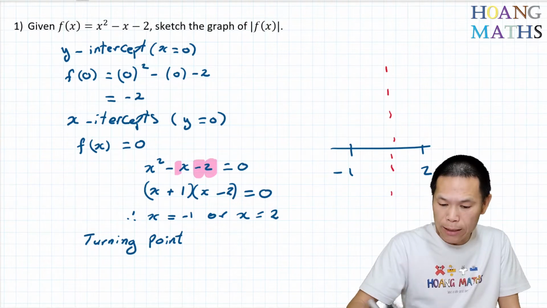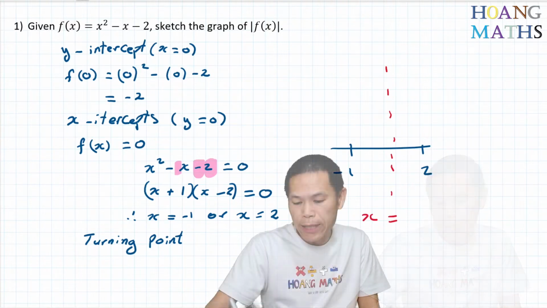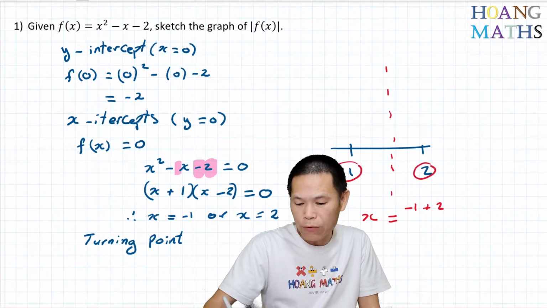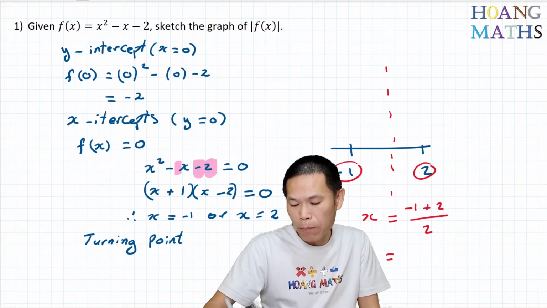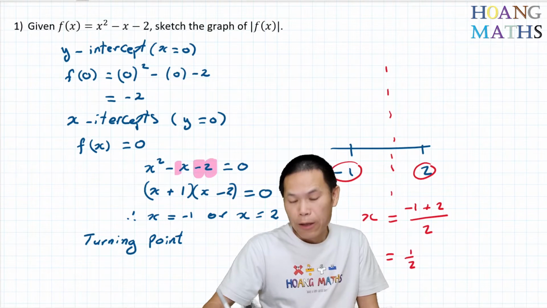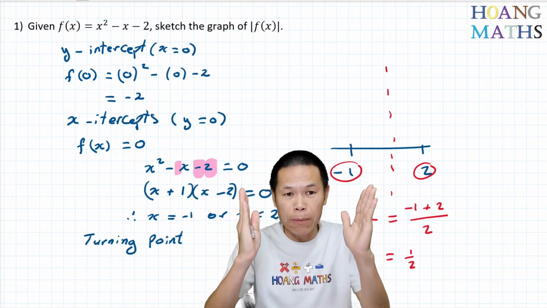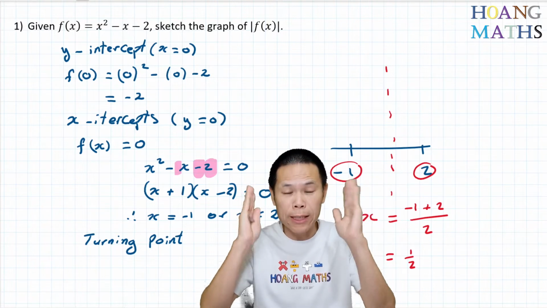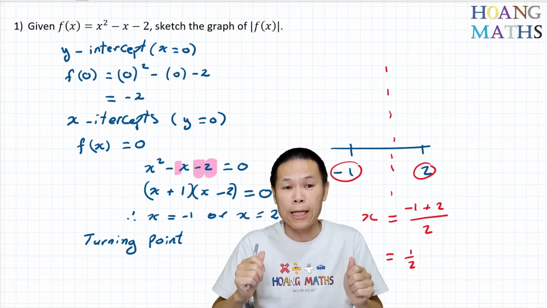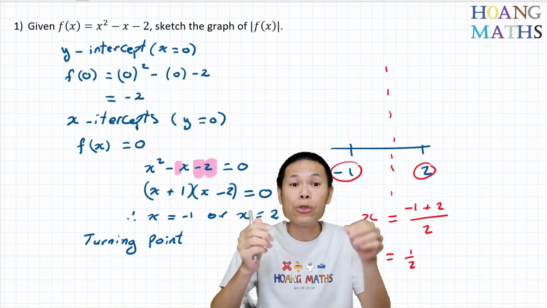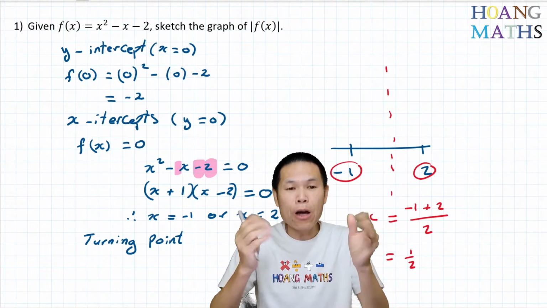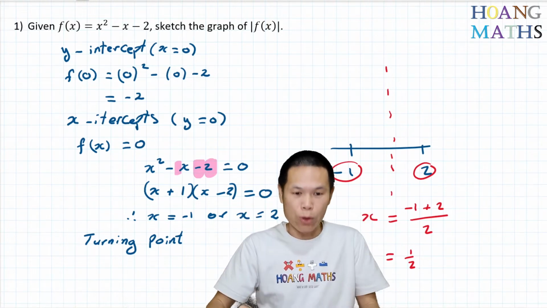So the axis of symmetry is x equals negative 1 plus 2, we just add these two x values and divide by 2. That gives me a half. But we can only use this technique when we have x-intercepts. Otherwise, we can just use x is equal to negative b over 2a. So let's do that as well.